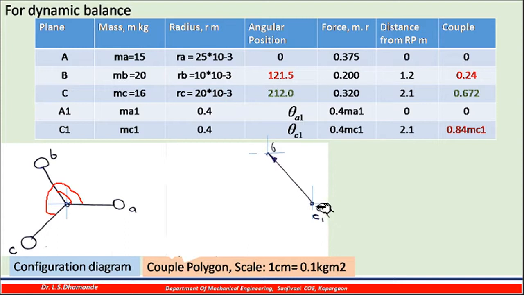So I will consider this as the starting point, O to B. I will draw one line, and this line will have an inclination equal to that of mass OB. Now once this is drawn, then I will have to draw the couple for 0.672, proportional to that length, for C. So the inclination of C is here, so it will have an inclination like this.